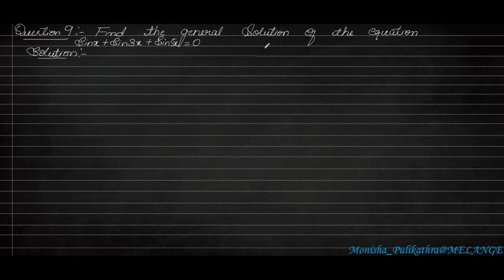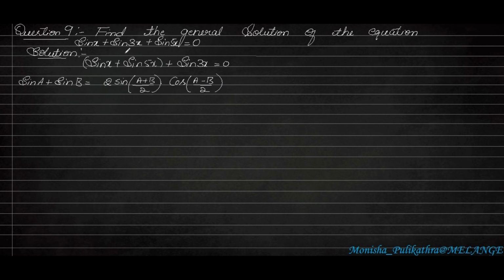Question 9. Find the general solution of the equation sin x plus sin 3x plus sin 5x is equal to 0. So first I will be grouping it, like sin x plus sin 5x, I will be grouping it first. So next is plus sin 3x is equal to 0. So I will be applying the sin a plus sin b formula for this. Sin a plus sin b is equal to 2 sin a plus b by 2 into cos a minus b by 2.